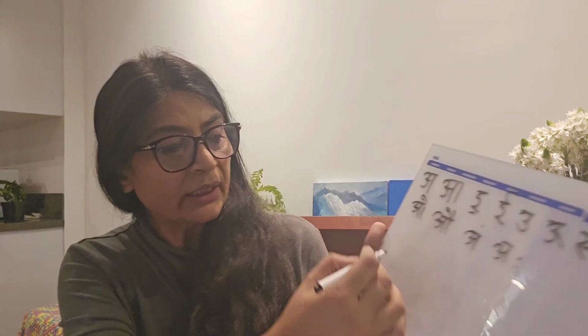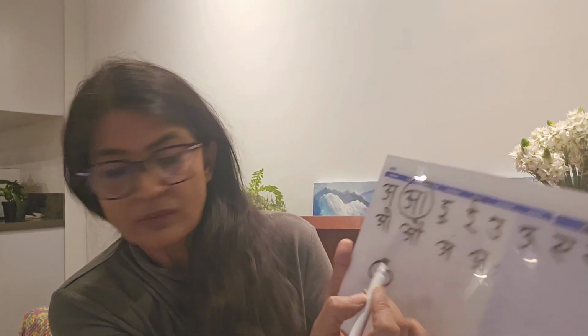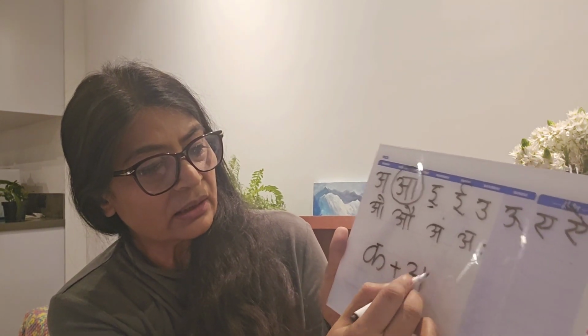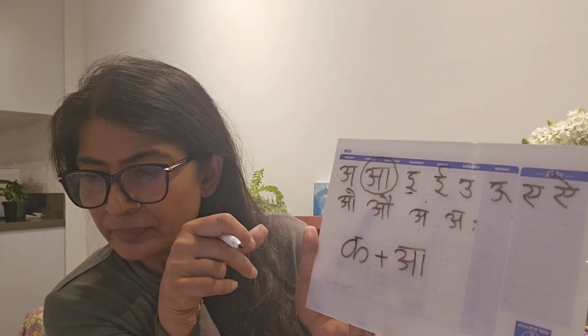Similarly, if I want to write Camilo, now I know this is K. How do I write Ka? I know K. If I write A, so if I write this K plus A, should it become Ka? It should, right? That's done. Have you understood this?